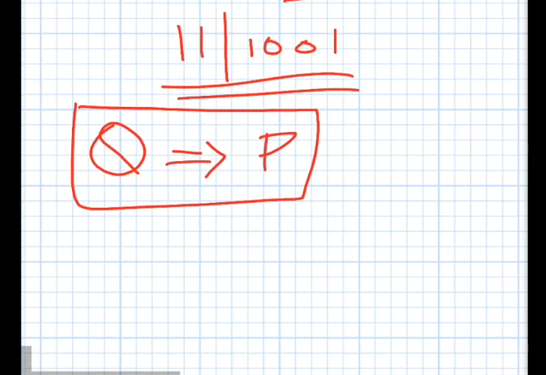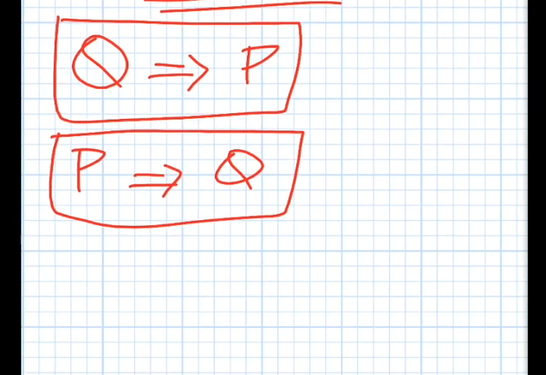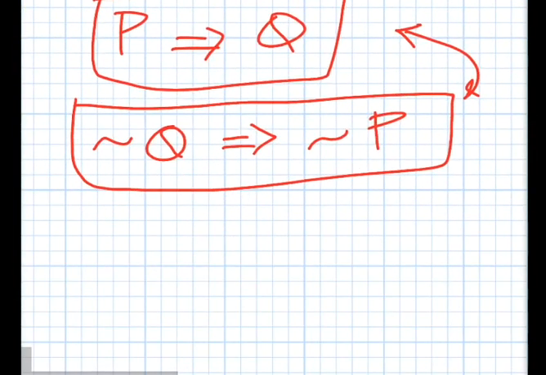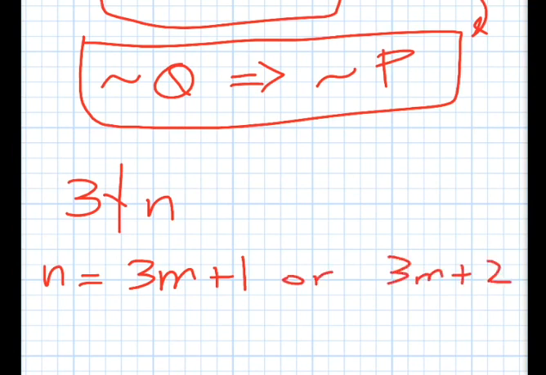Now we have to prove P implies Q. Now this is not very easy to prove. So what we are going to do is prove the contrapositive of that. So we are going to say not Q implies not P. So this is what we are going to prove. This and this, by the way, are the same. Then I'm going to say that 3 does not divide n, which means that n can be 3m plus 1 or 3m plus 2.